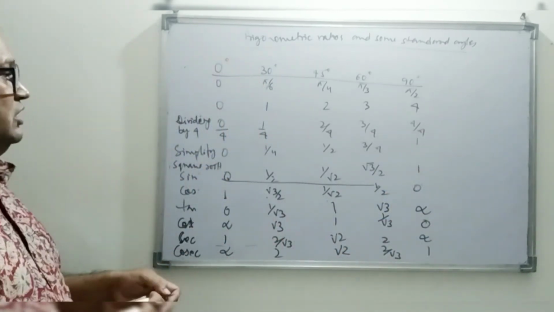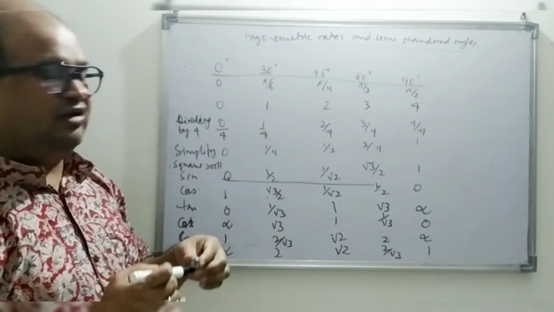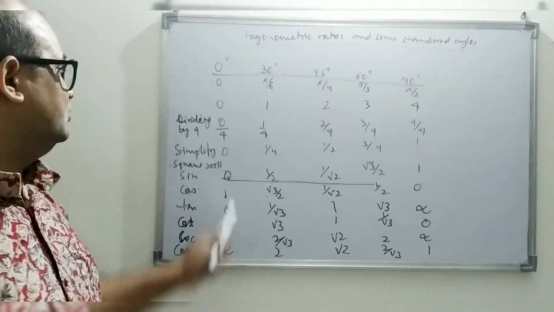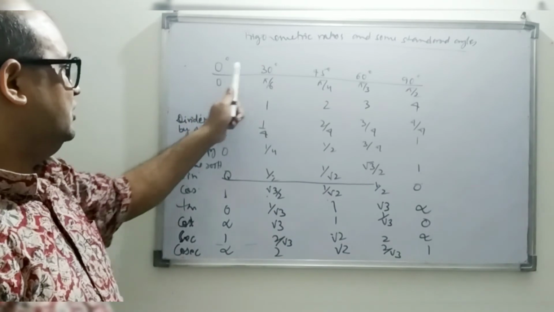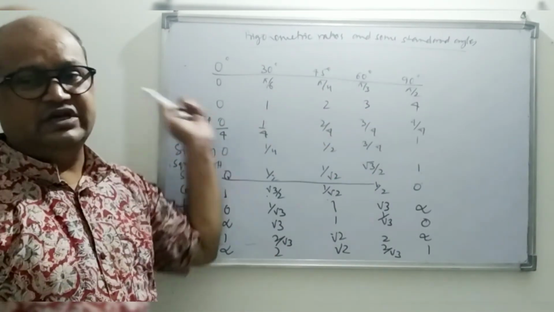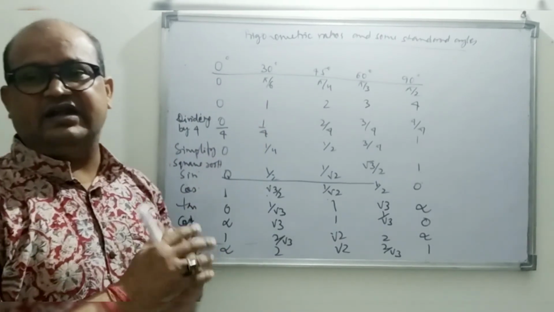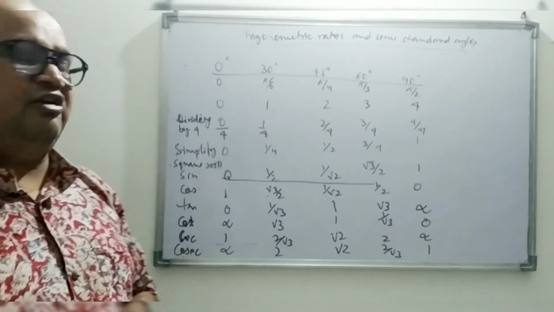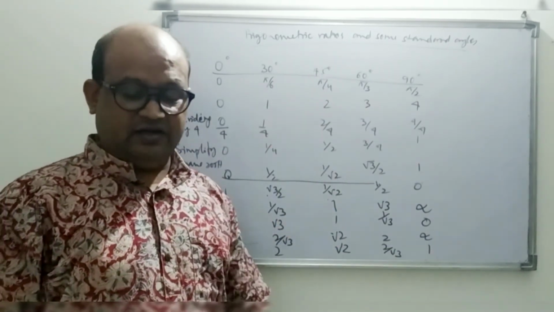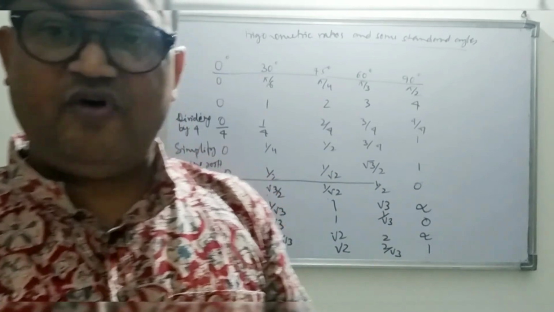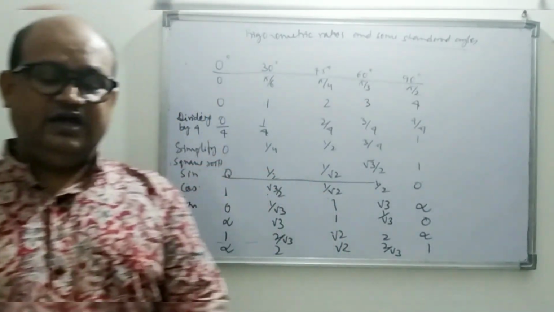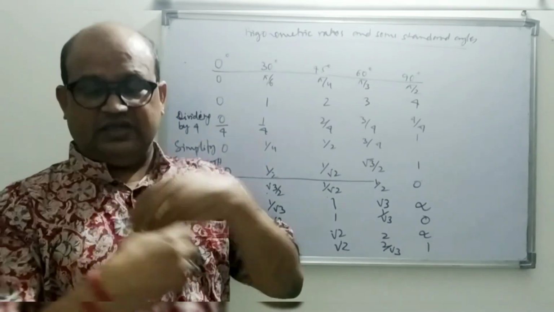So this is how you can find out the values of sine, cos, tan and all trigonometrical ratios for the standard angles 0, 30 degree, 45 degree, 60 degree and 90 degree. If you know these basic values, then you can find the value of these trigonometrical functions at any standard angle. Next class I will go for more trigonometrical ratios, where we will be finding other ratios.